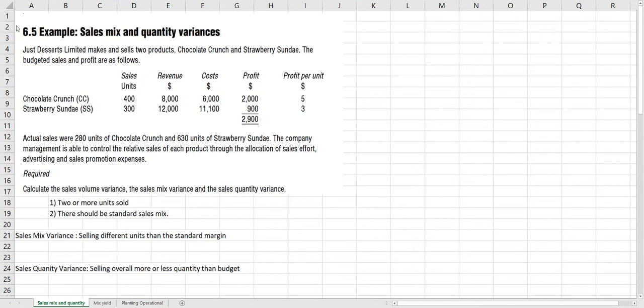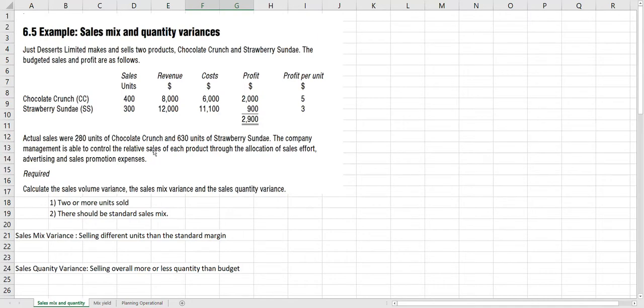Okay, let's look at the question. Just Desert Limited makes and sells 2 products, chocolate crunch and strawberry sundae. The budgeted sales and profit are as follows. Chocolate crunch 400 and 300, so this is the standard margin. We have revenue, cost, profit, and profit per unit. Actual sales were 280 units of chocolate crunch and 630 units of strawberry sundae. The company management is able to control the relative sales of each product through the allocation of sales effort, advertising, and sales and promotion. So it means we can boost the demand for each of these products, depends on our advertisement. So what I like to do here is just the same I did for material mix and yield variance.